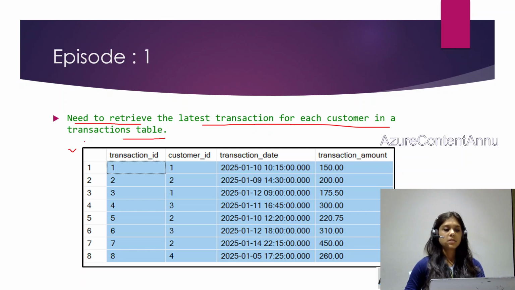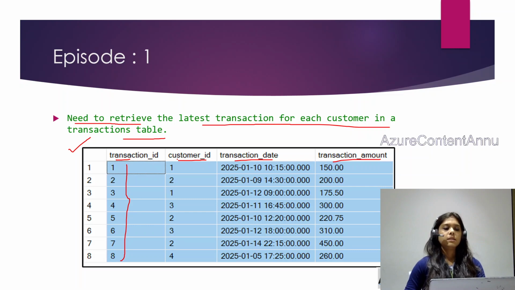So this is the transaction table, and it has four columns. First one is transaction ID, then customer ID, then transaction date and transaction amount. So we will try to create this table with these four columns, and you can see this column has unique records, and we will treat this column as a primary key column.